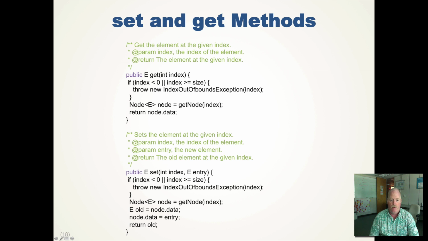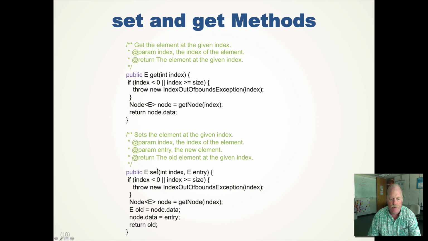For the get method, again, we check to see if the index is valid. This time note that we changed the greater than to greater than or equal, because you can't get something at size because we're a zero-based list. If it is outside the bounds, we throw an index out of bounds exception, and then we traverse to the node at the index, and we return its data. Again, we're not returning the node, we're returning the data at the node, because the node is private and you can't return an instance of a private class to the outside world.